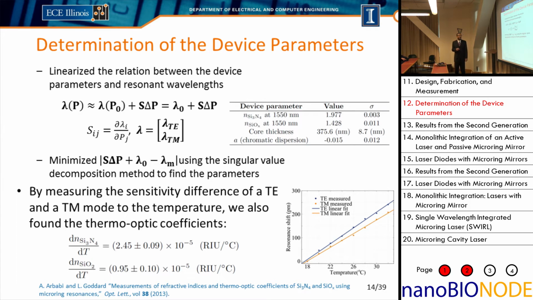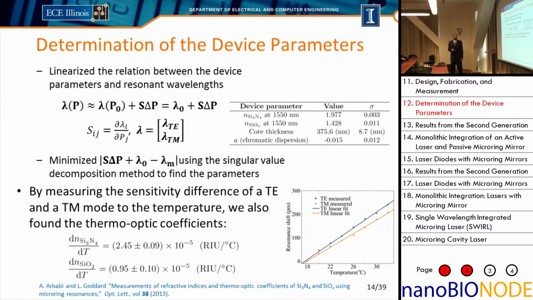So we want to minimize this difference, so we minimize it toward equaling 0. We do a singular value decomposition to find the parameters. It turns out that although we have 34 measured parameters, the rank of this matrix S is only 4. So we can only accurately determine 4 parameters in our model.